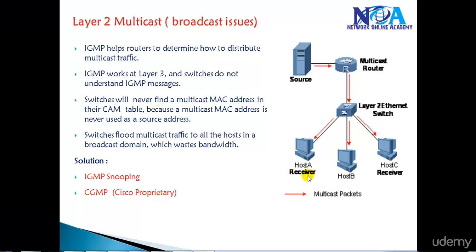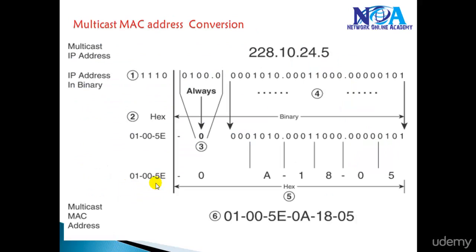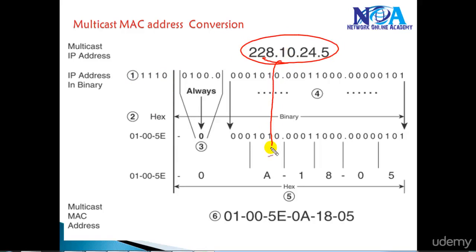Now in this video we'll try to see the issues with layer 2 multicast, and then we'll see the solution called IGMP snooping here. So our main focus will be on IGMP snooping. But before we go ahead, if you remember, in the previous video we have seen that whenever you are sending any multicast traffic for any group, it's going to convert into an equivalent layer 2 MAC address.